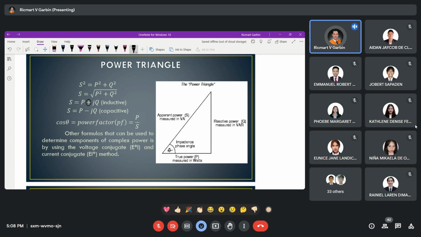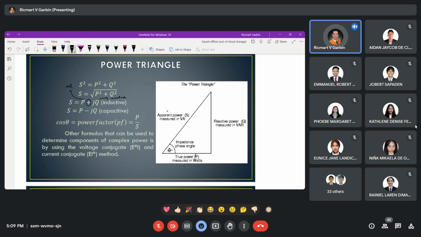Kasi ang S natin is the combination of the real power. So, ito yung real power natin. Ito yung real, at ito yung reactive. Tapos kapag minus naman, negative naman siya. As for the cosine of the power factor, ang cosine ay adjacent over hypotenuse. So, adjacent, which is yung P, ang hypotenuse is yung S. Kaya siya ay real power divided by S.